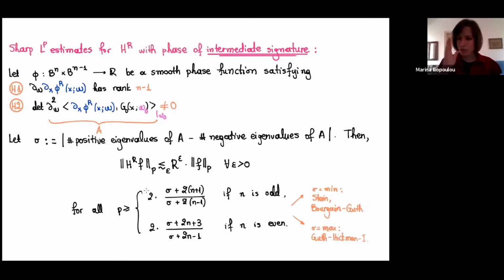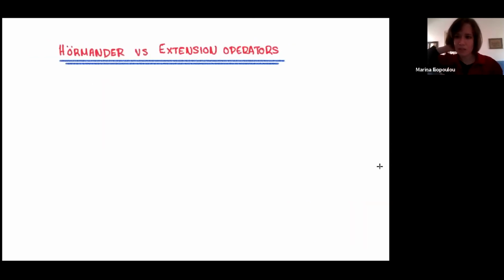As the signature increases, we get better and better bounds. And these are sharp. The already known cases were the minimal signature case, again by Stein and Bourgain and Guth, and the maximal signature case, which we did back in 2017. Everything else is new. And clearly this problem has a lot to do with the signature, unlike the restriction problem. So let's see how the Hormander operator is actually very different to the extension one, why this happens.